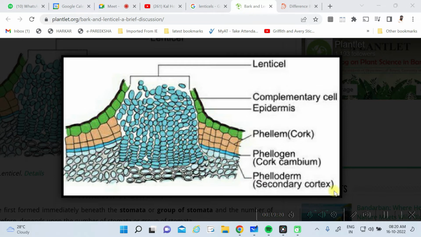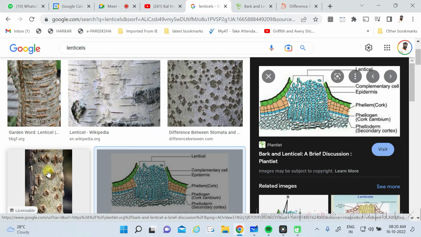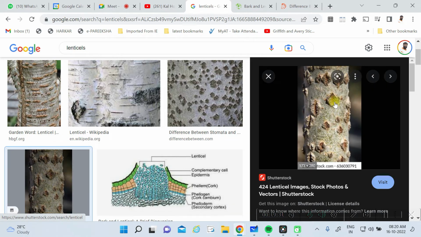This is what a lenticel is and how it looks internally when you cut the stem. It looks like this. If you see directly on the stem, they are like this. See, these are the things which we see. These are the structures which we call lenticels. They are mainly meant for the exchange of gases. This you can see only in the old stems.